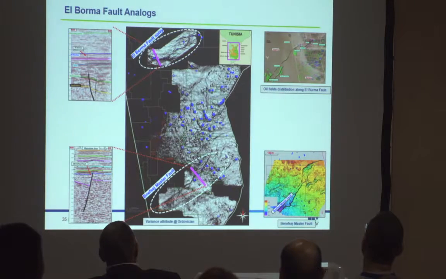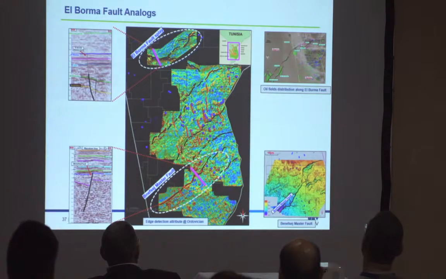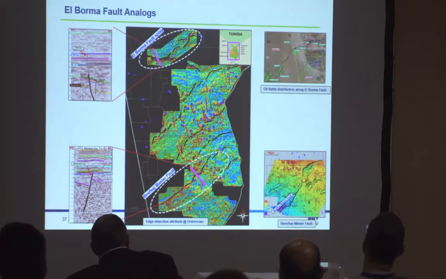Here is the expression of the Benefsej fault. We can see the rollover at the ACAX level, and we can see the normal throw of the fault at the basement level and the Cambrian level. This is another attribute, the edge detection, highlighting again this lineament and fault with northeast-southwest direction. They start from Burma up to Benefsej. They are linked by some secondary fault system with northeast-southwest direction.